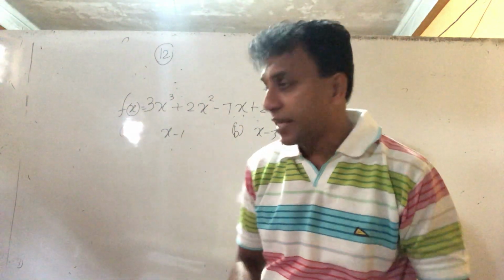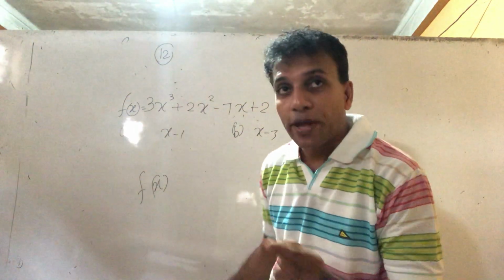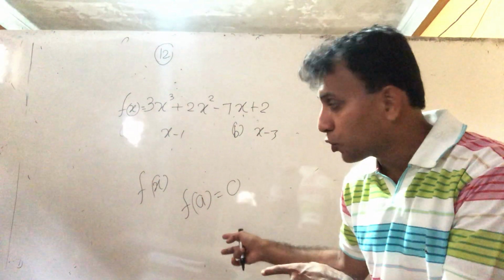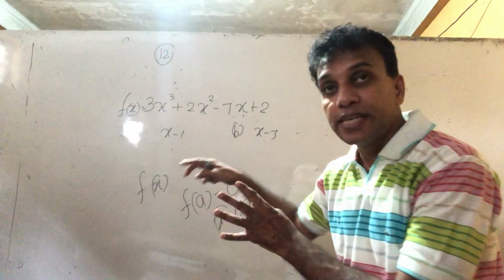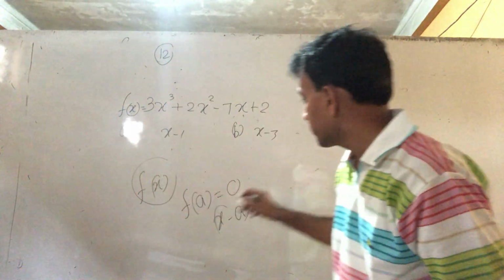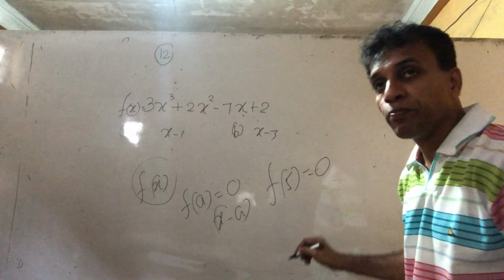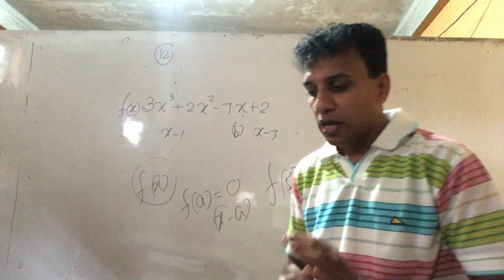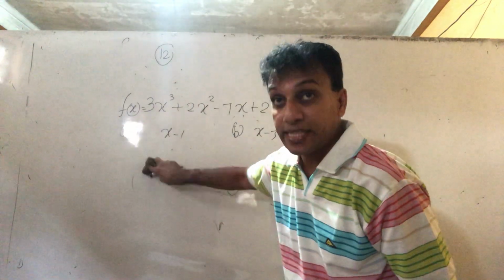So what does the factor theorem say? In a function f of x, if you put x equal to a and it becomes 0, then we call x minus a a factor. For example, if you put x equal to 5 in the function, that is f of 5, and it becomes 0, then x minus 5 is a factor. That's the factor theorem, and how to use it.